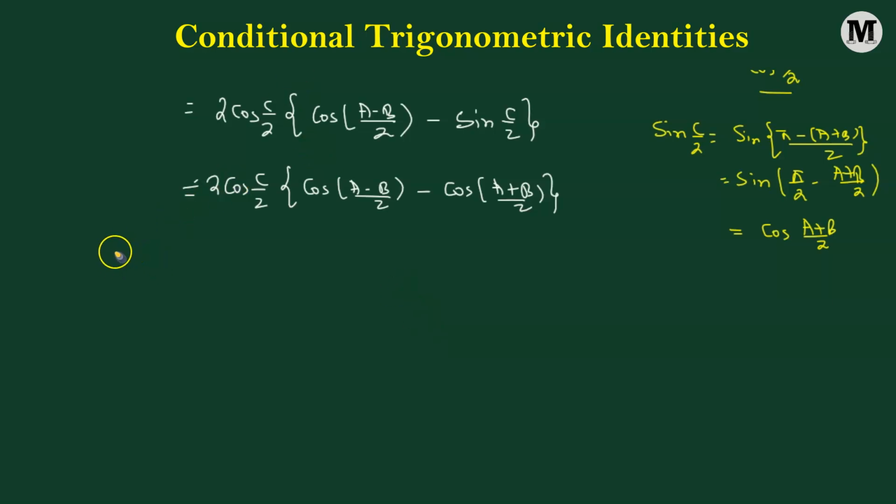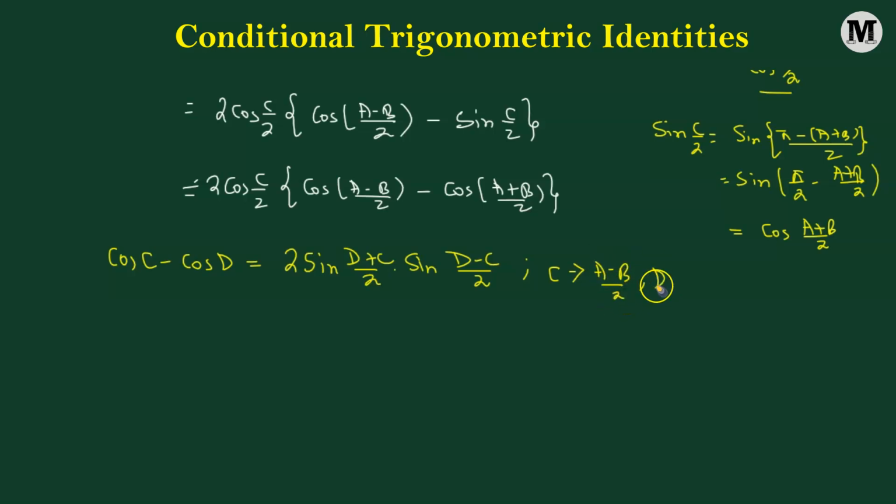Now we have a standard formula. We know that cosine of angle C minus cosine of angle D is given by 2 times sine of angle D plus C over 2 multiplied to sine of angle D minus C over 2. So here we are going to assume C corresponds to A minus B over 2 and D corresponds to A plus B over 2. So using this, we can make the transformation.